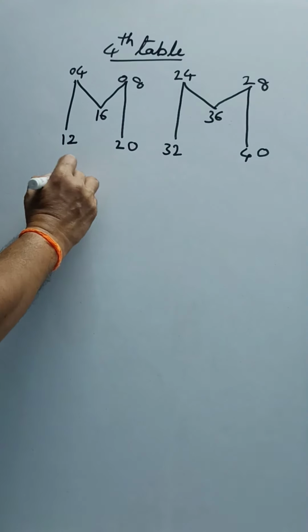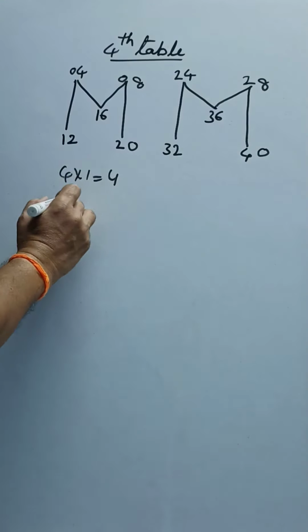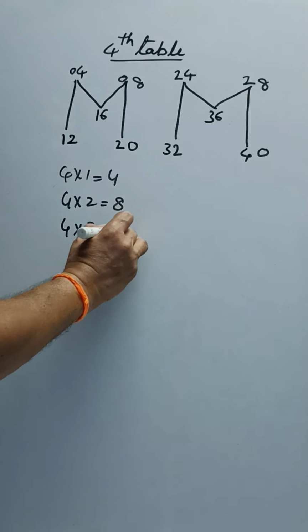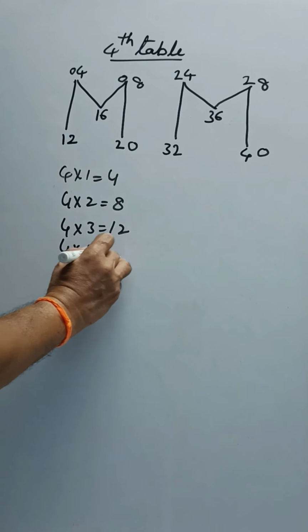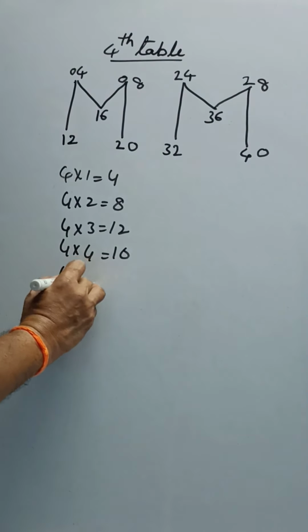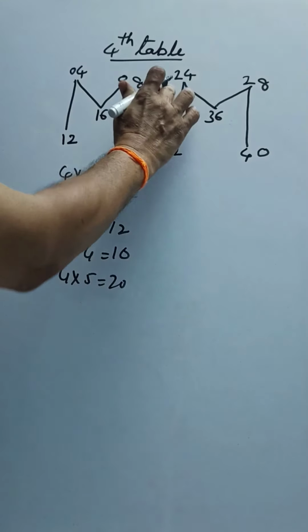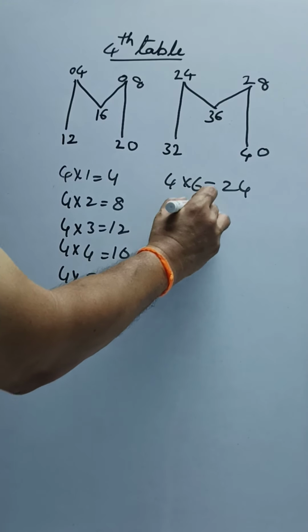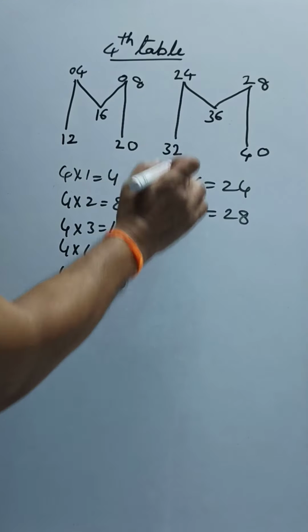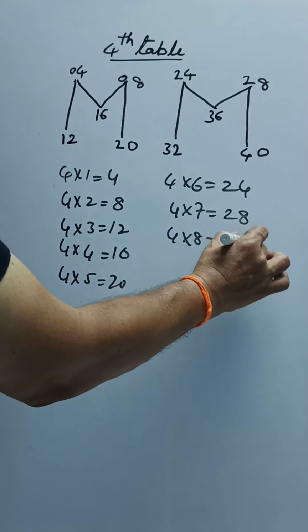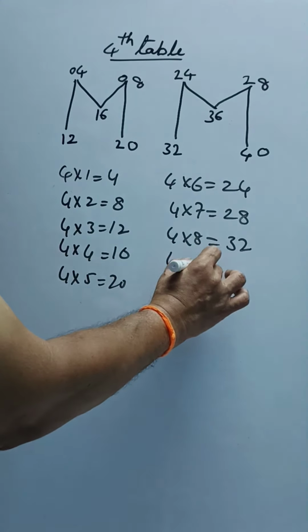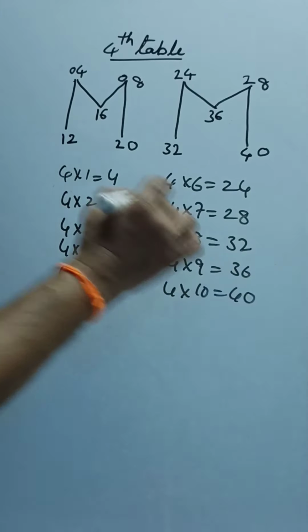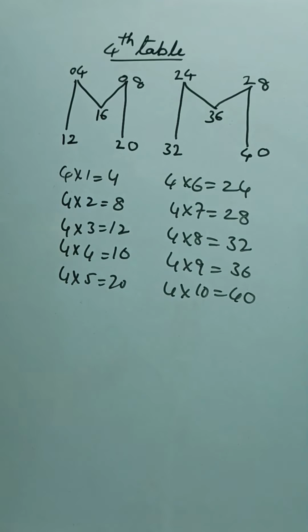4 ones are 4, 4 twos are 8, 4 threes are 12, 4 fours are 16, 4 fives are 20, 4 sixes are 24, 4 sevens are 28, 4 eights are 32, 4 nines are 36, 4 tens are 40. My fourth table is over. Learn the table and master it.